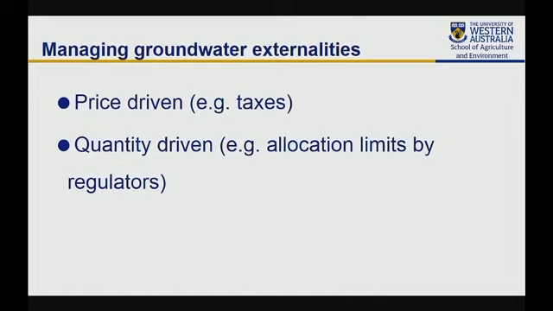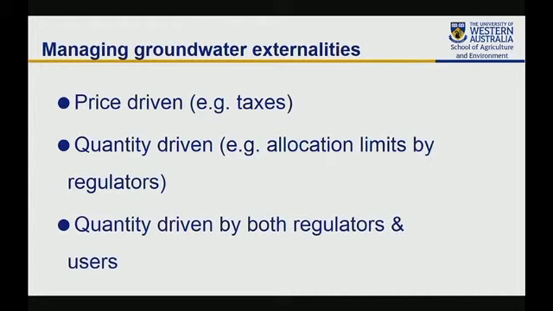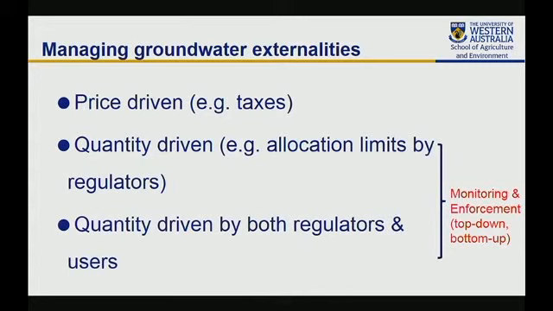Sometimes the users are extracting more water than they are allowed. So there is a third approach, which is to also influence the quantity of groundwater by not only the regulator but also by users themselves. This approach engages more directly with the users and tries to influence their behavior in reducing water extraction. This two-quantity approach wouldn't work effectively without a proper monitoring and enforcement scheme. The monitoring and enforcement can be run top down, from the regulator, or also by users themselves.